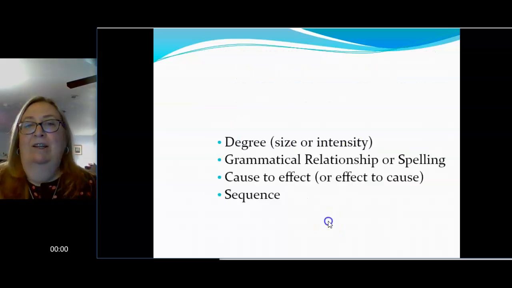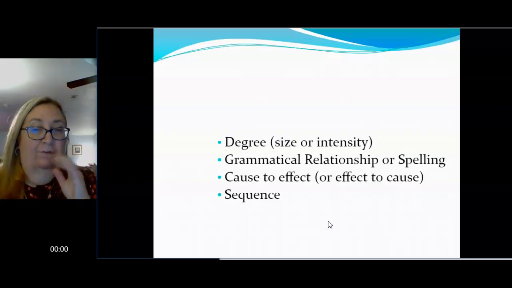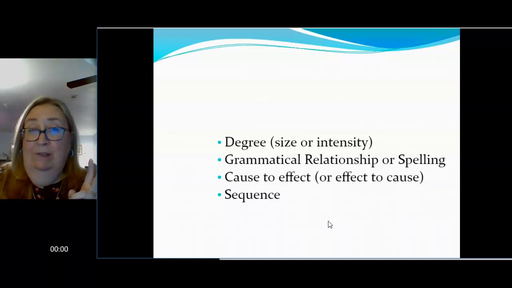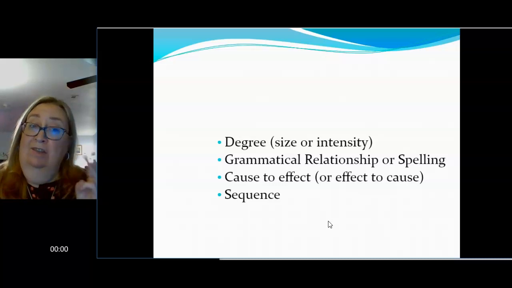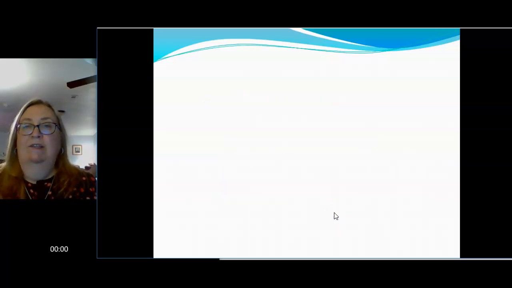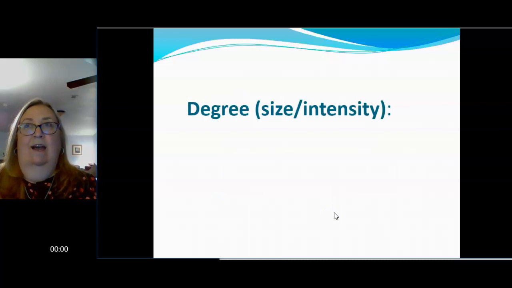All right, let's look at the most common. We're going to do 4 different types today. One is degree, grammatical relationship or spelling, cause to effect, or you can flip-flop it and do effect to cause, and then the sequence, the order in which things happen. So let's look at the degree.